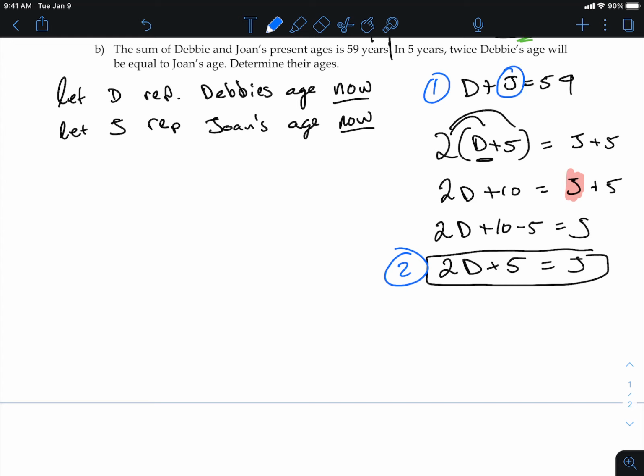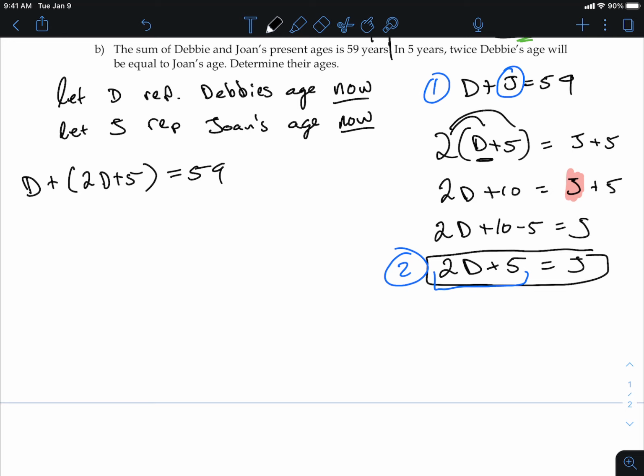I see a J up here in the first equation, which I could replace with this piece. So what I'm going to do is go over here. I'm going to go D plus J, which is going to be 2D plus 5, is equal to 59.